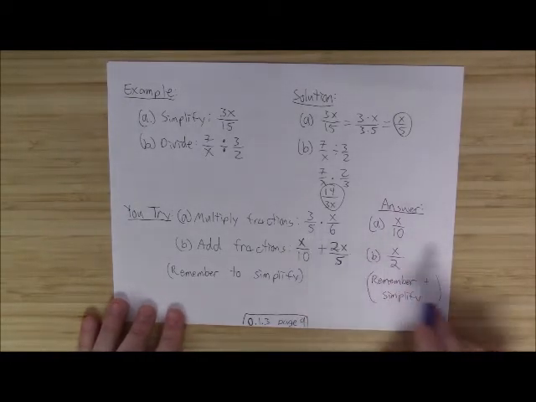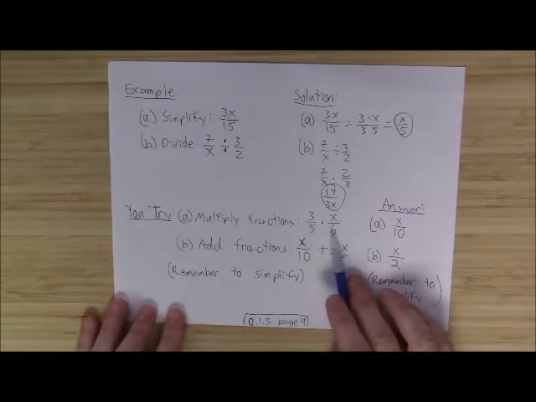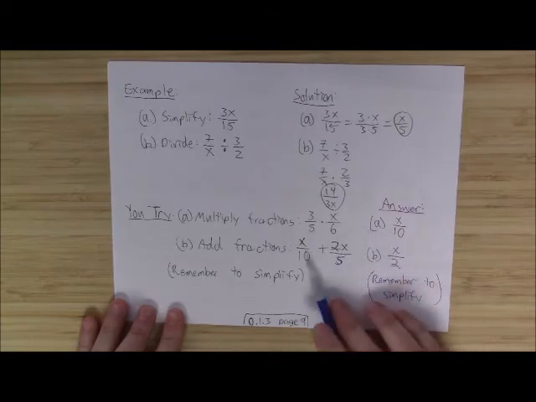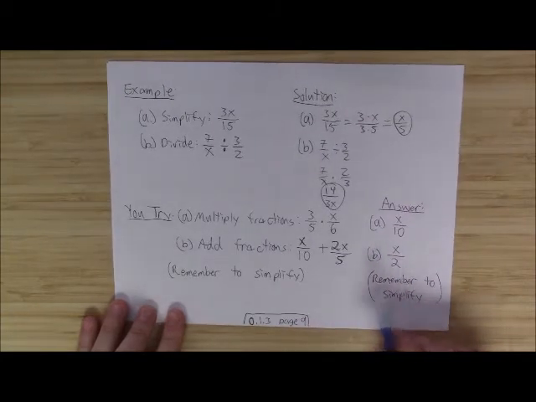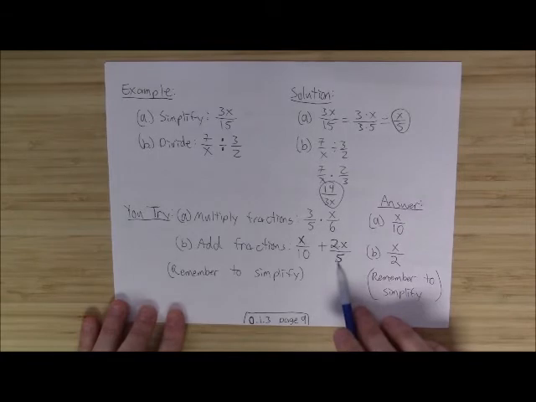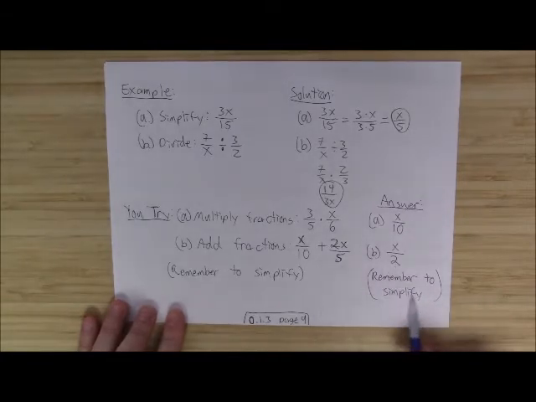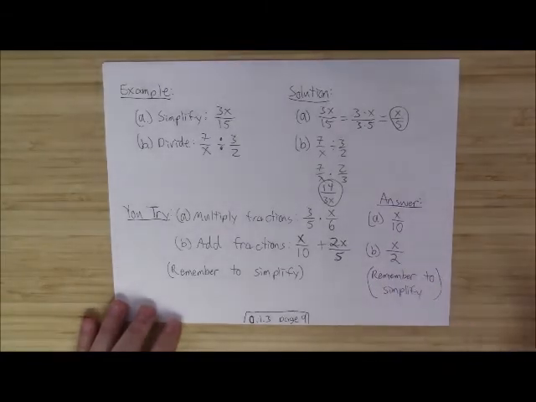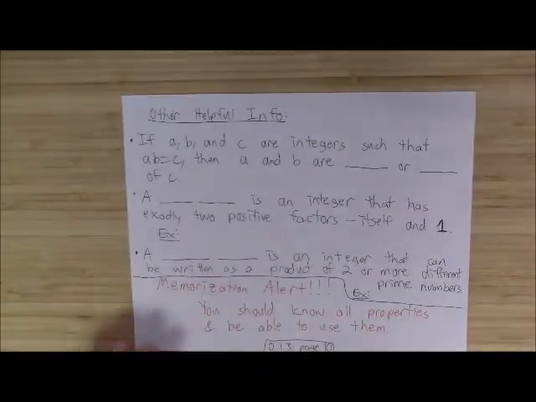Here it's x over 10 when multiplying these, and here it is x over 2. Here, please remember to get a common denominator and add them together, and then simplifying is very key for both of them. Okay. We're almost done.